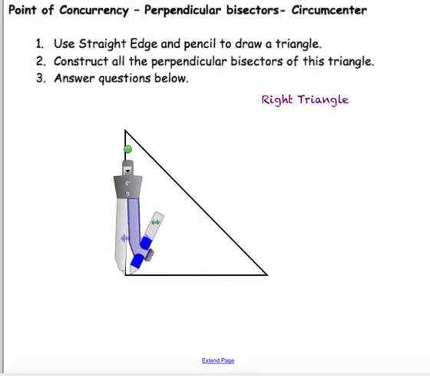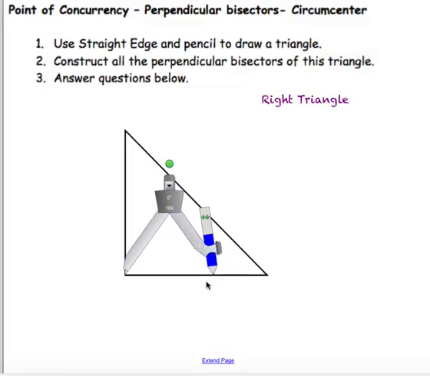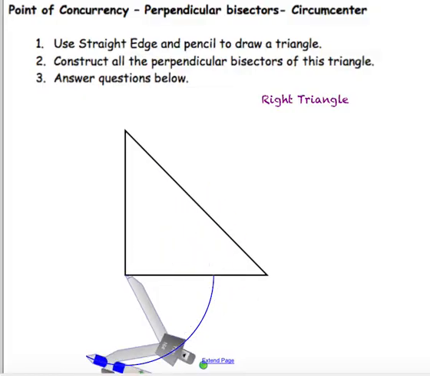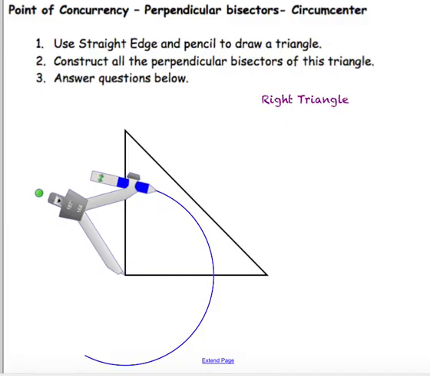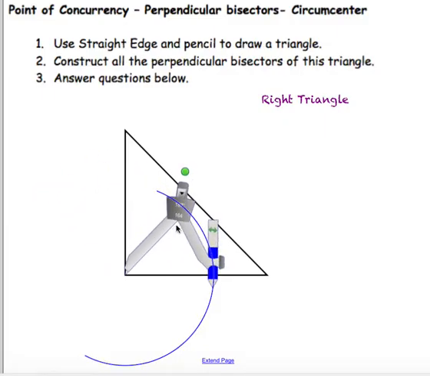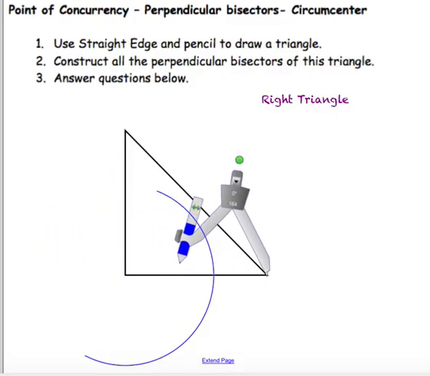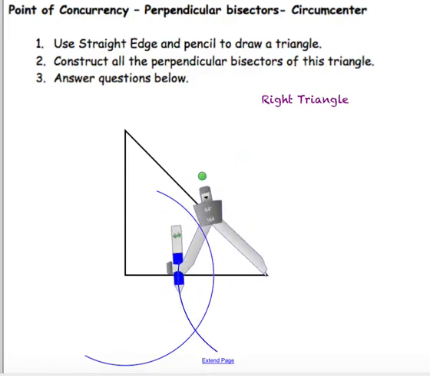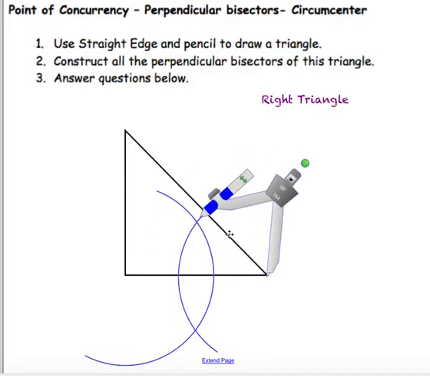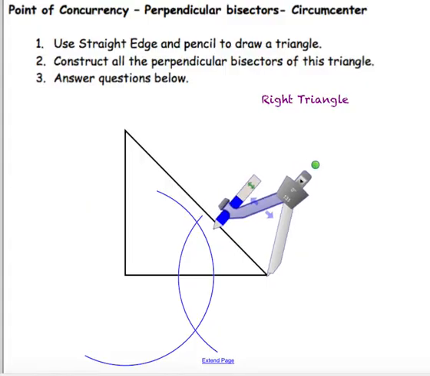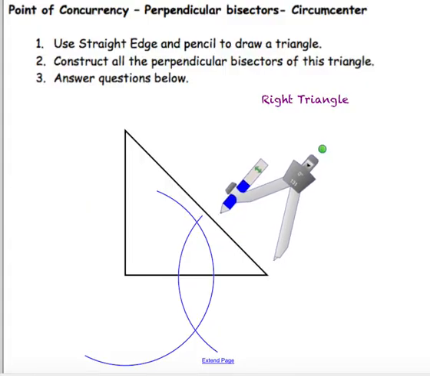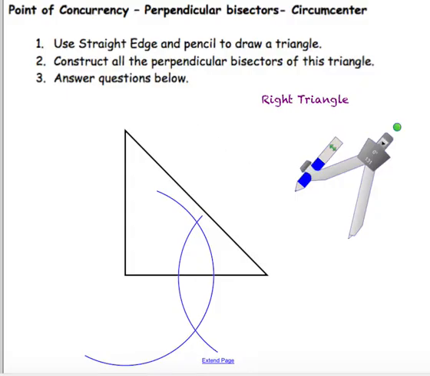So here I've got my compass, I'm opening it to more than halfway, and then I'm going to make a half circle arc. So right now I'm doing the bottom section of the triangle. So I'm flipping it around and taking it to the other end of that segment and making, notice I did not change the size of the compass. You want to keep that exactly the same. That's very important.